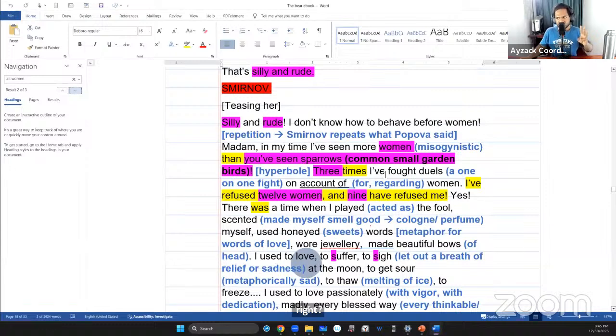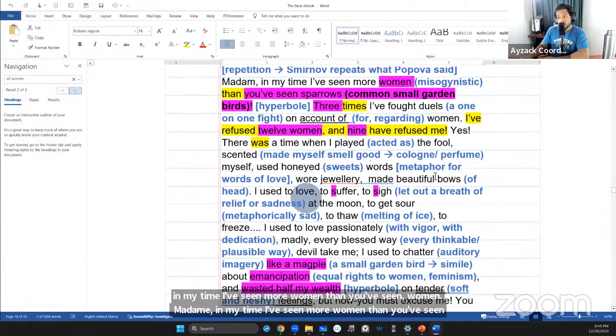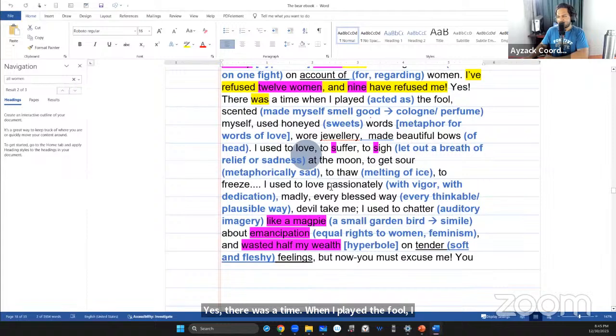3 times I've fought duels on account of women. I've refused 12 women and 9 have refused me. Yes, there was a time when I played the fool, scented myself with honeyed words, wore jewelry, made beautiful bows. I used to love to suffer, to sigh at the moon, to get sour, to thaw, to freeze. I used to love passionately, madly, every blessed way, devil take me. I used to chatter like a magpie about emancipation and wasted half my wealth on tender.